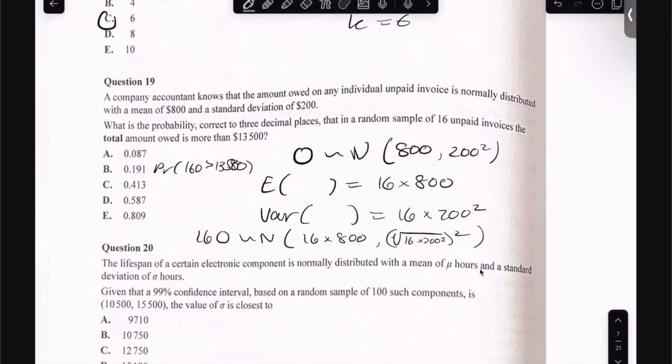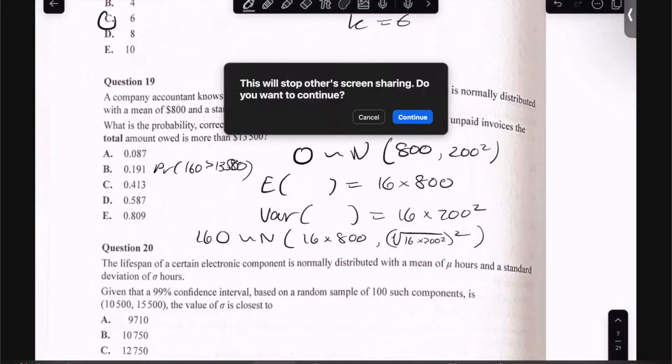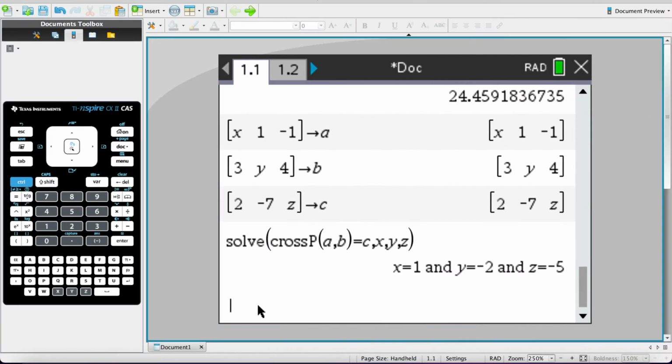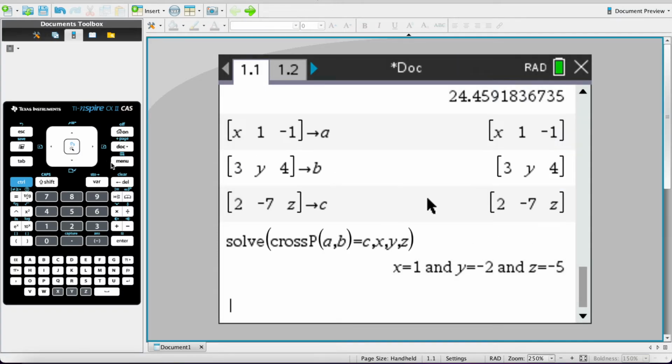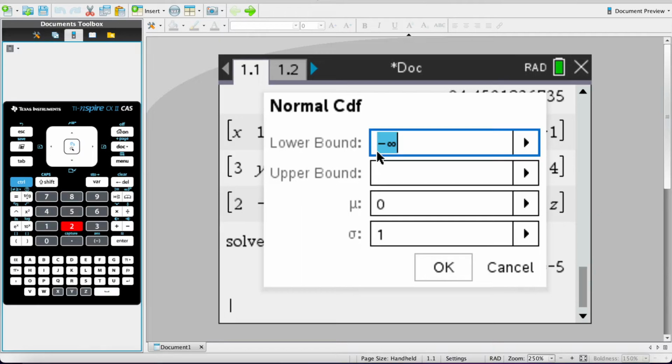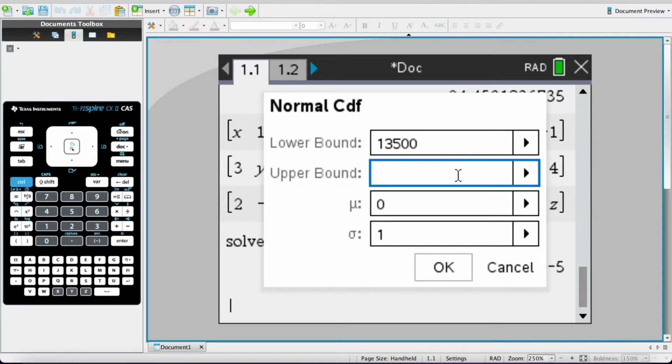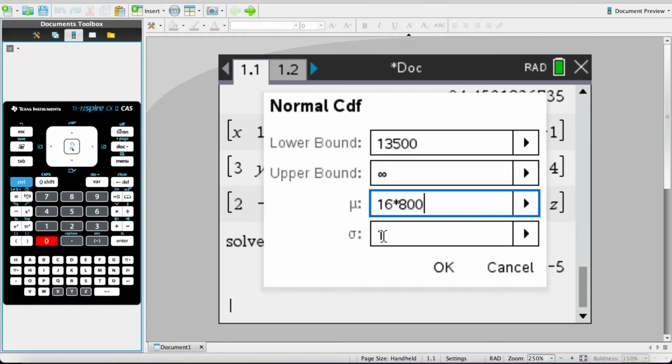Alright, let's see what that is on the Kaz. So menu 552. You want 13,500, and your upper bound you want to be infinity. Now your mean was 16 times by 800, and your standard deviation is the square root of 16 times by 200 squared.